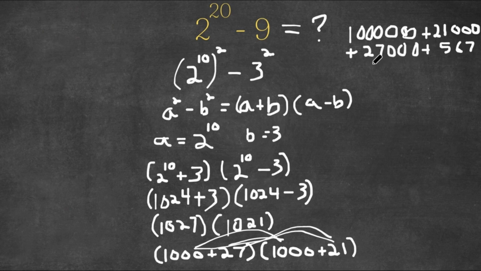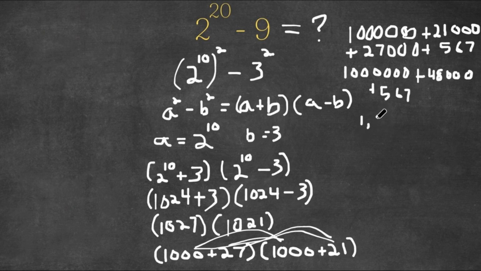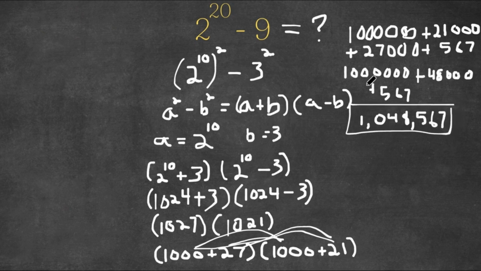So this is equal to 1,000,000 plus 48,000 plus 567, and now this is equal to 1,048,567. So this is our answer.